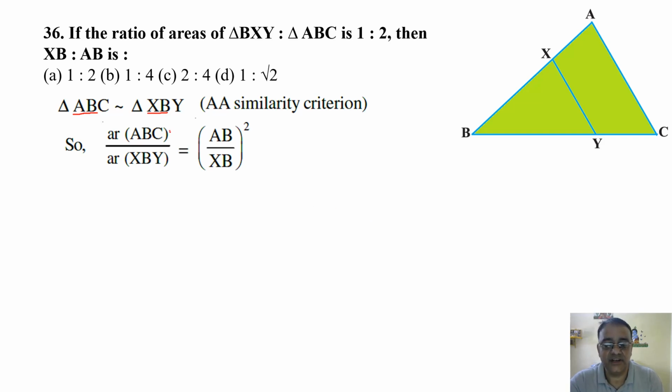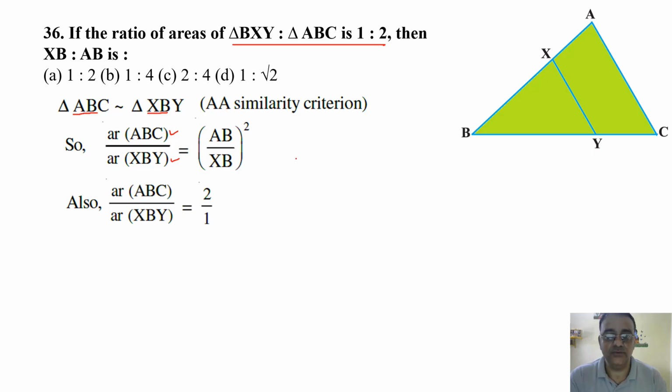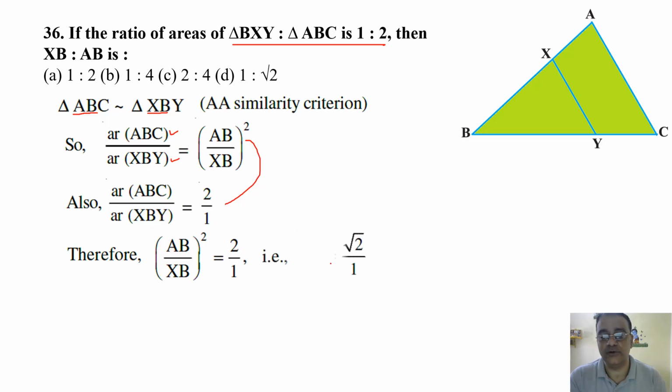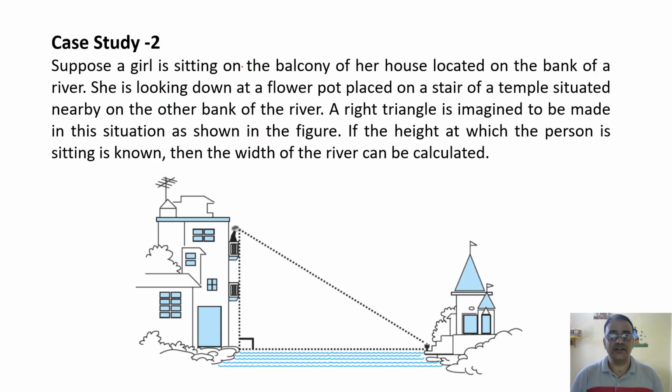And the ratio of these two triangles is given 2/1. Okay, ये उल्टा लिखा हुआ है, मैं triangle ABC को पहले ले रहा हूँ. So this is equals to 2/1. So now we will equate these two, and if you take square root, AB upon XB you will get root 2 upon 1. इसका फिर reciprocal ले लो, so we'll get 1 upon root 2, and the correct option is option D. Now we are moving toward the last case study question number 2.